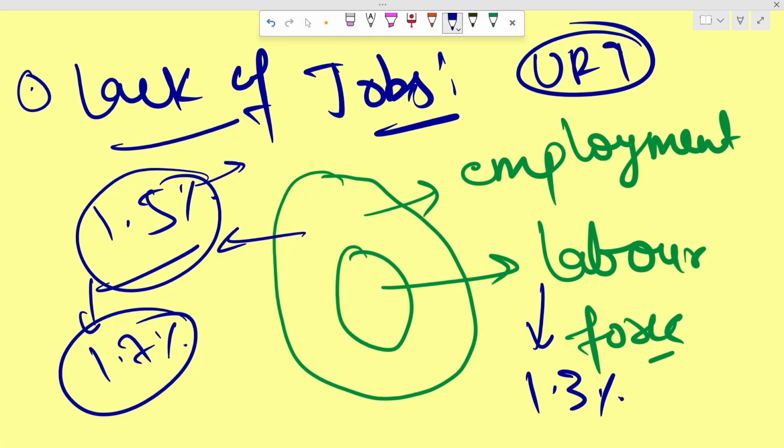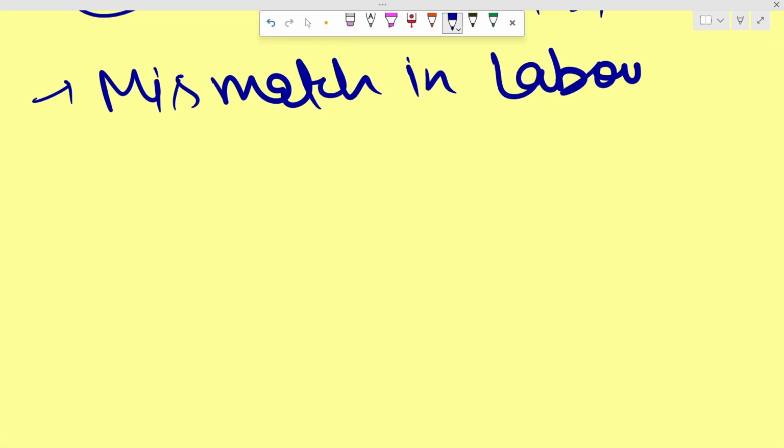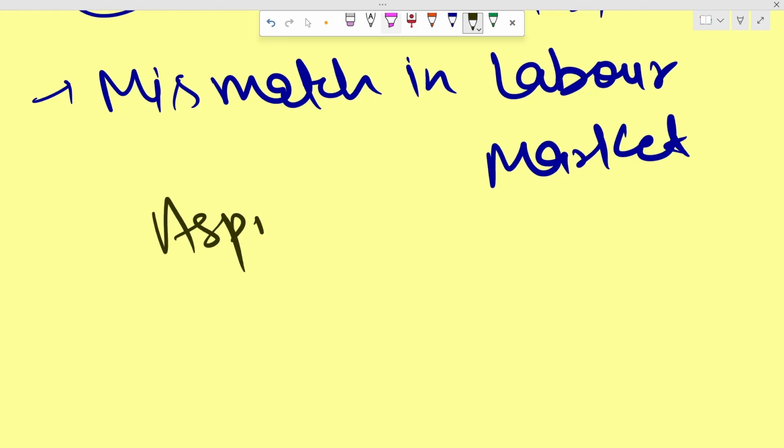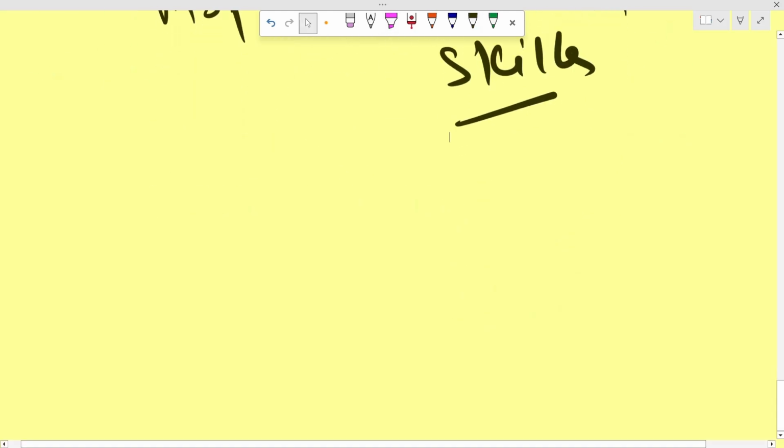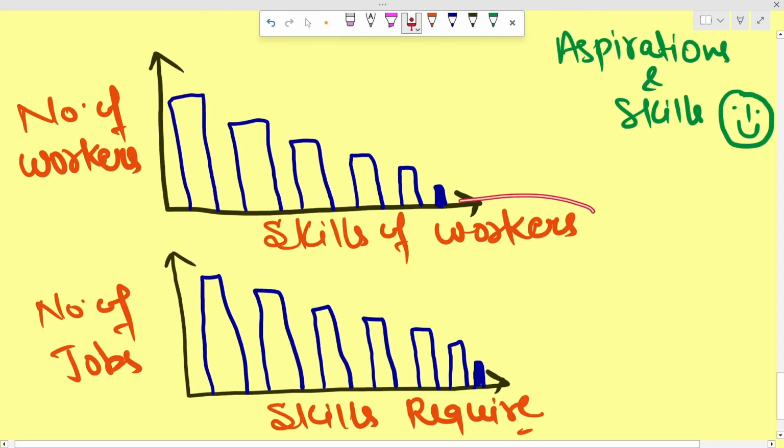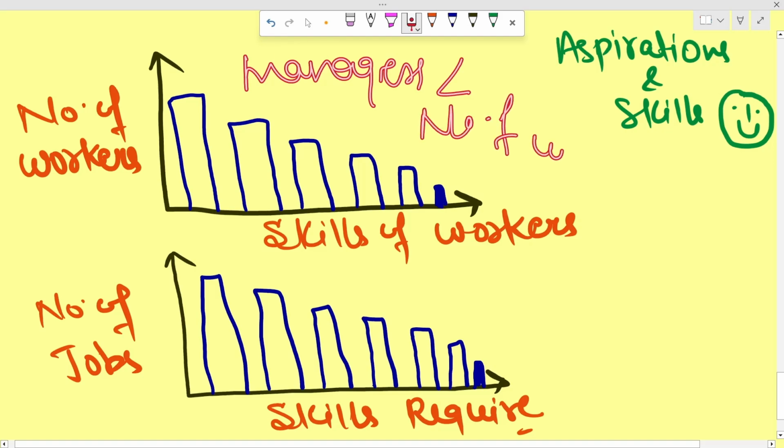So what is it that truly defines unemployment in India? It is the mismatch in the labor market, or you can say the mismatch between the aspirations and skills a particular candidate possesses. To understand this better, let's take reference of a graph. The x-axis here represents the skills a worker has, and the y-axis represents the number of workers. It is obvious that the number of managers is always lesser than the number of workers.